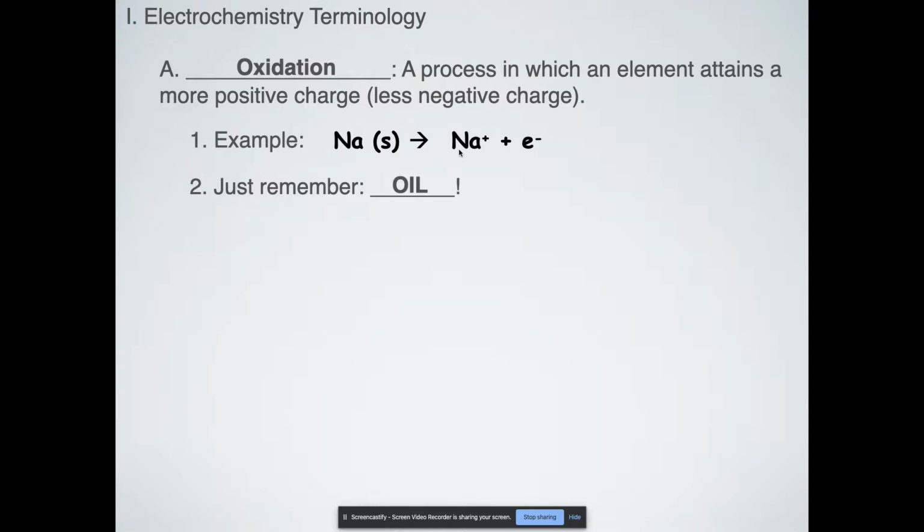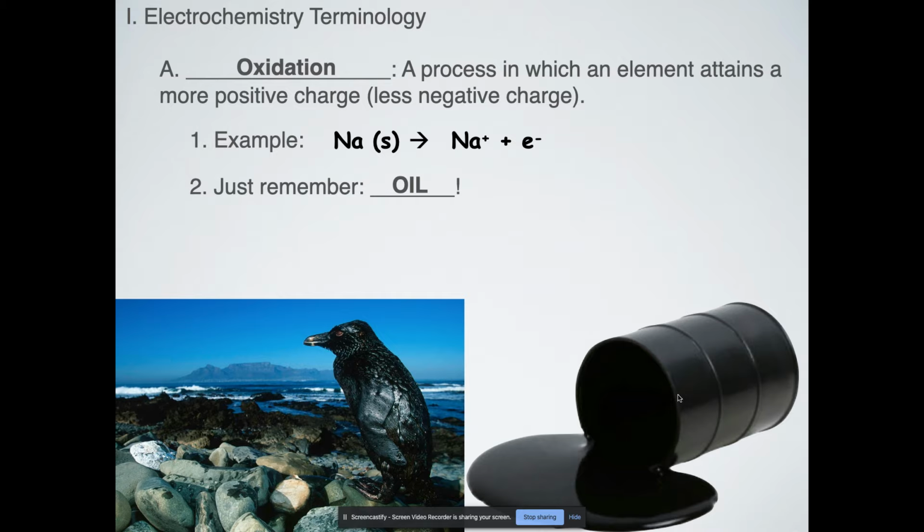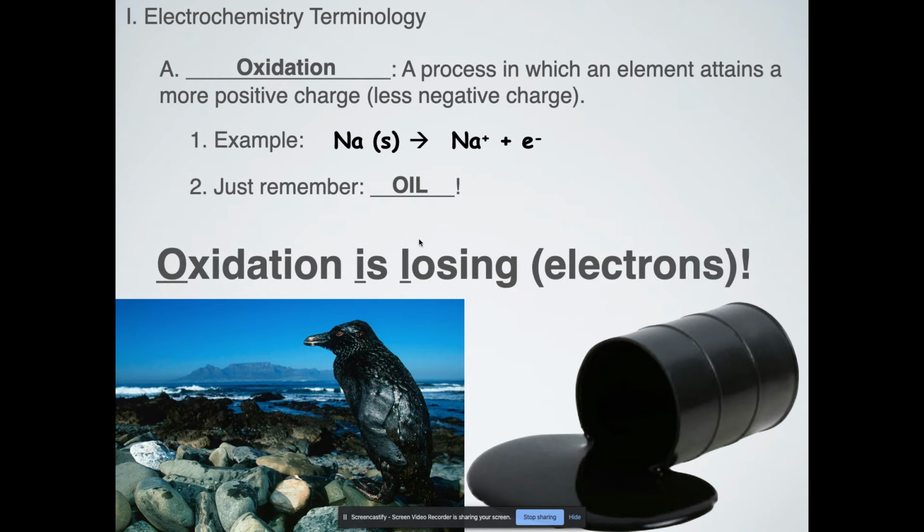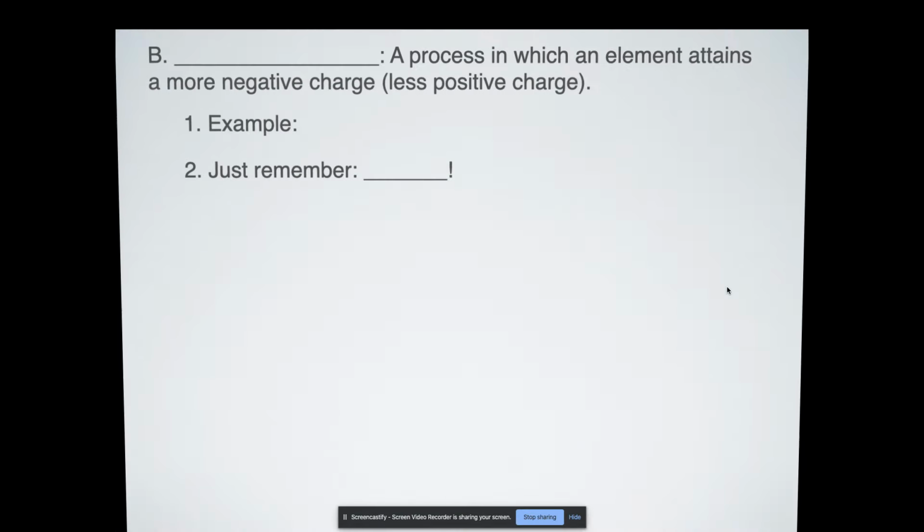So how are we going to remember this? We're going to remember this with the acronym OIL. Obviously you know what oil is, but the reason we use OIL is because OIL stands for oxidation is losing. And specifically, what is it losing? It's losing electrons.